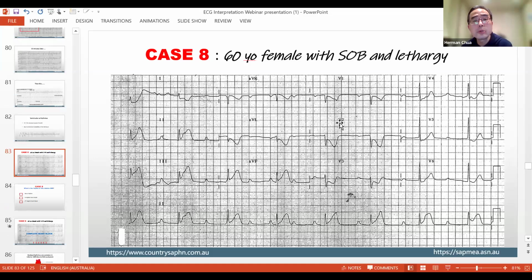I can see a posterior as well. How do I know that? ST depression in V1, in V2, in V3, maximal in those leads. All right, so there's definitely an infero-posterior infarct here.